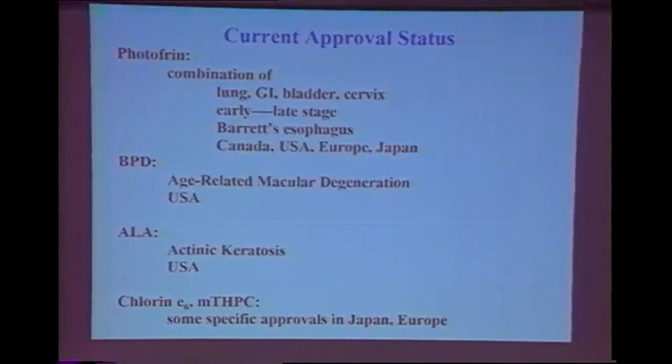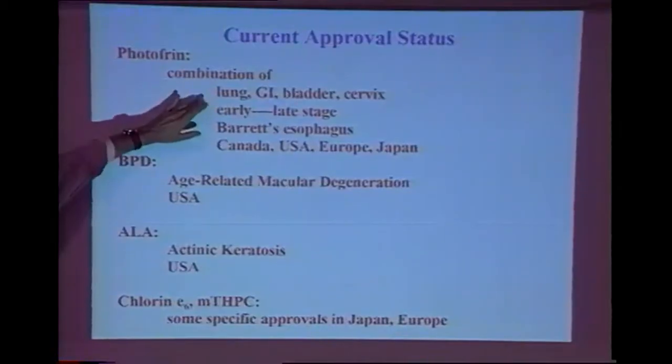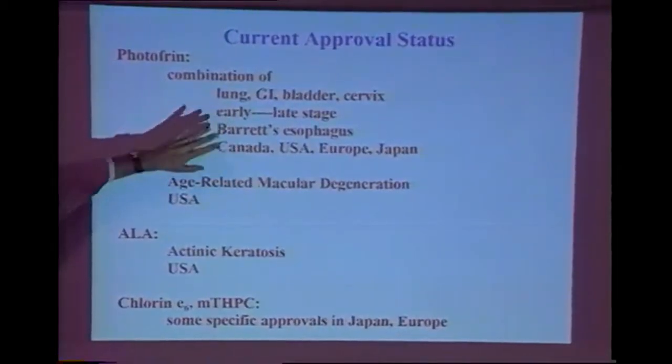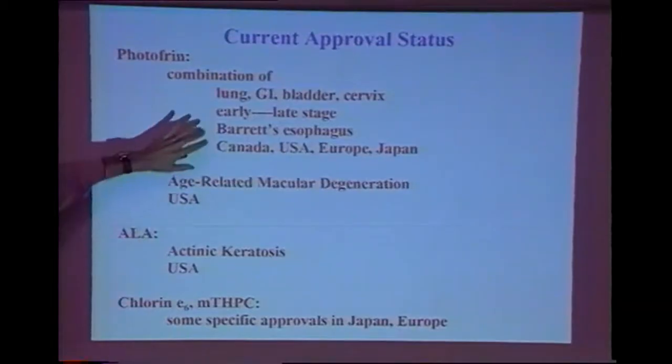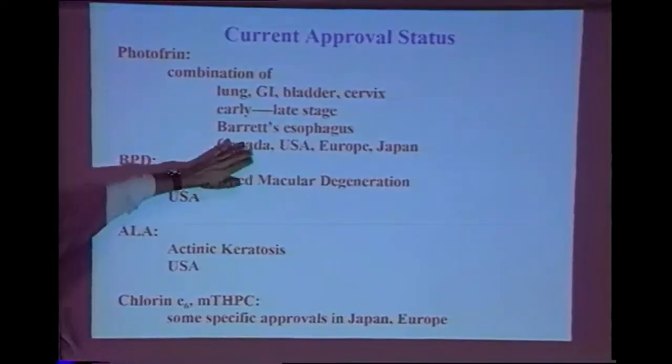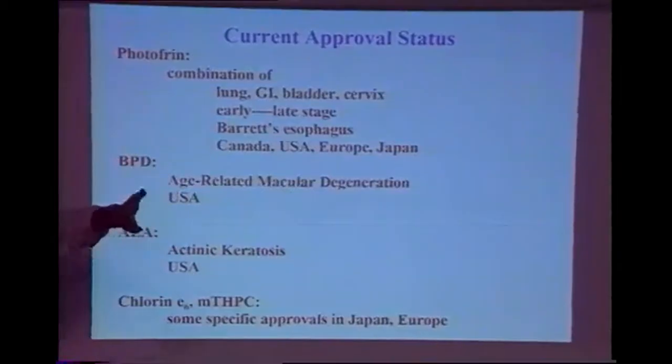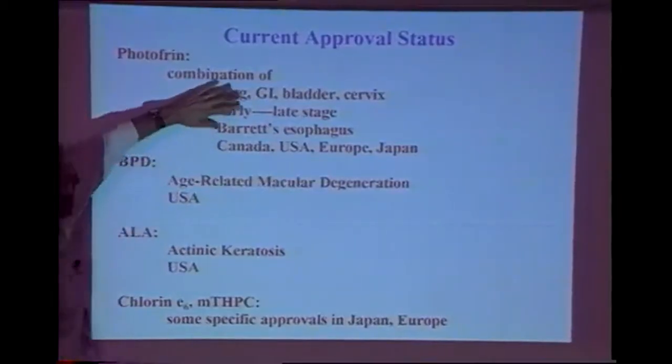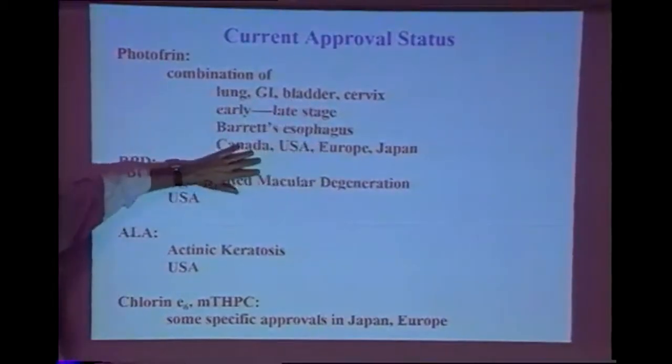This for the approval. So photodynamic therapy is approved for lung, GI, bladder, cervix, some early stage, some late stage, Barrett's esophagus, which is a pre-malignant condition, and it has approvals in Canada, US, Europe, and Japan. Now, this does not mean that all of these treatments are approved in all of these countries.